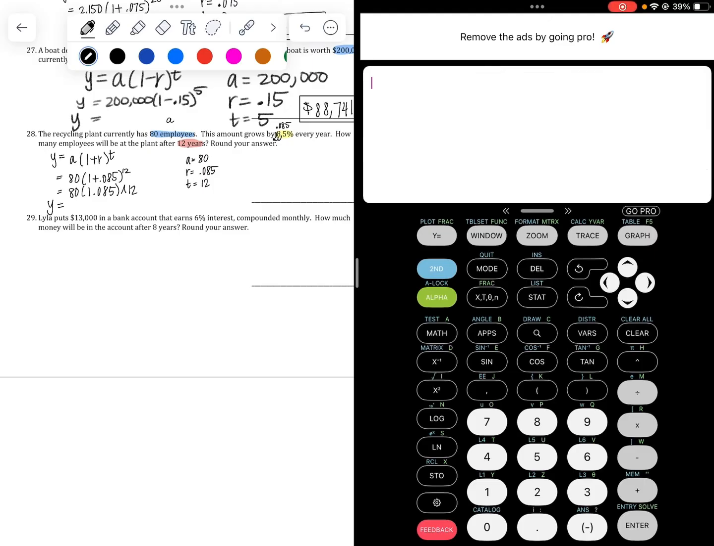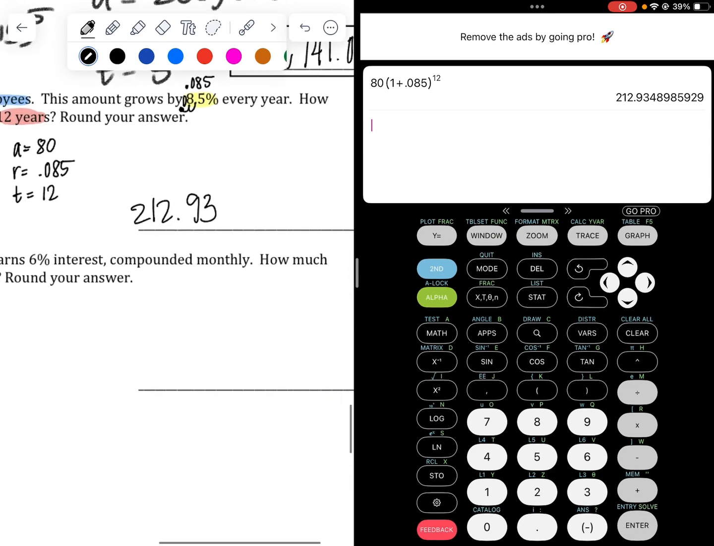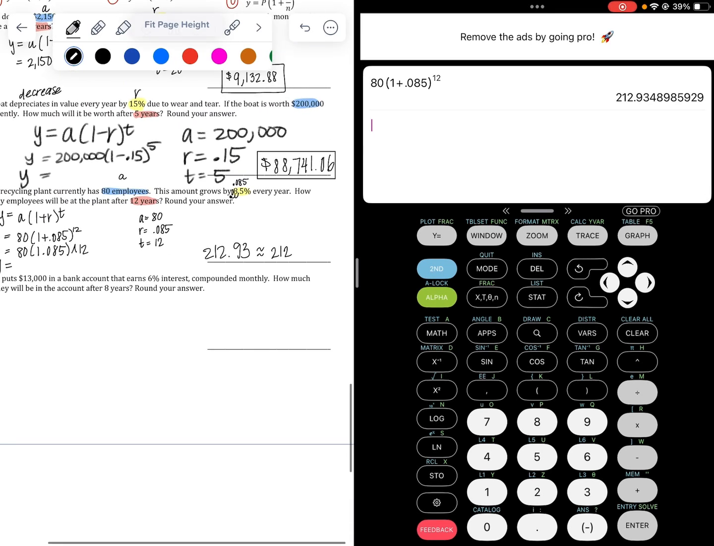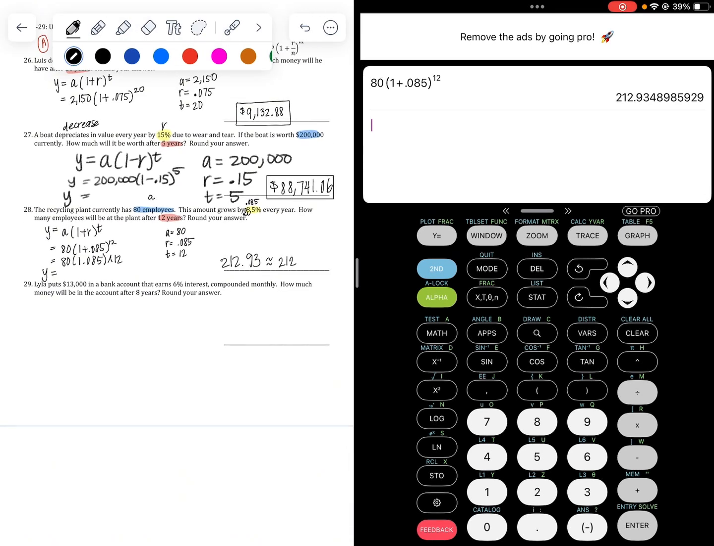All right, so we get 80 times, and you could plug 1 plus 0.085 in there to the power of 12, and you get 212.93 if you round to the nearest hundredth, but you can't have 93/100th of a person, so you round to 212. Okay? Employees.